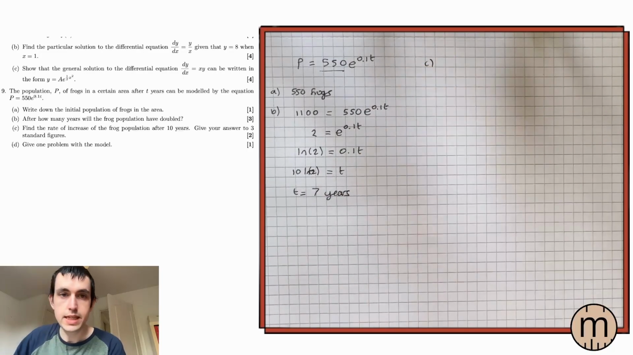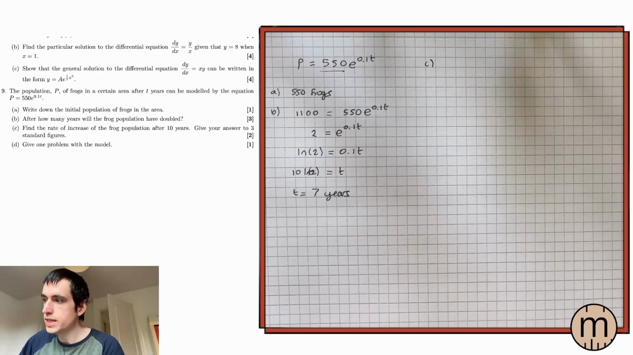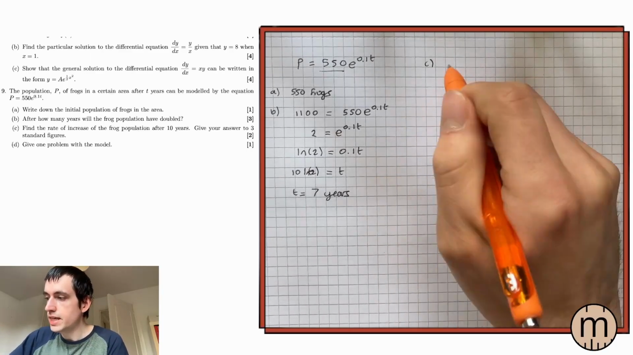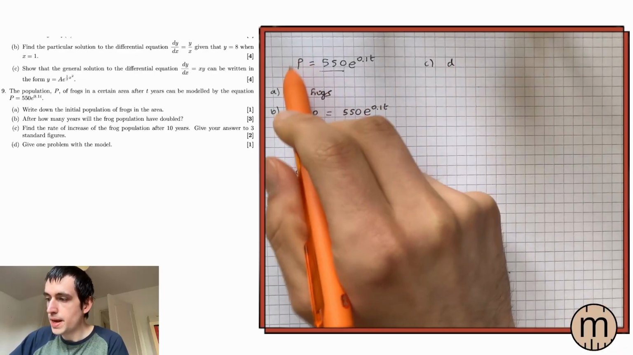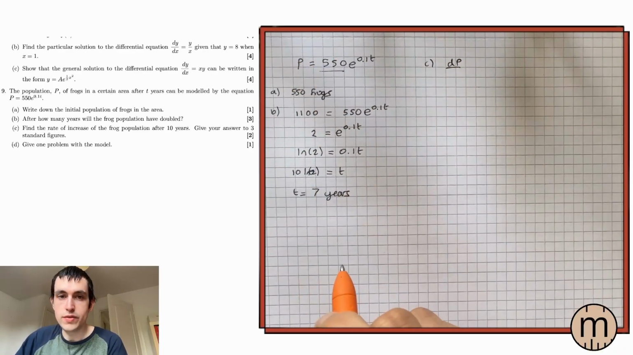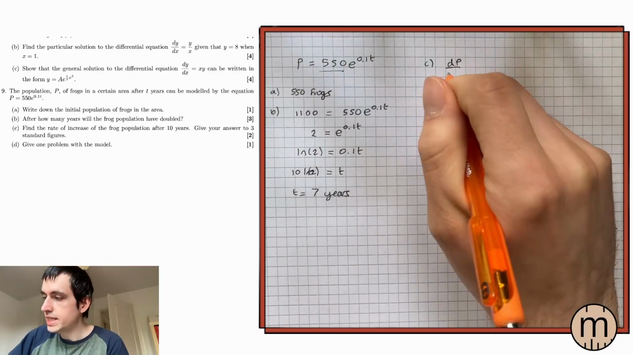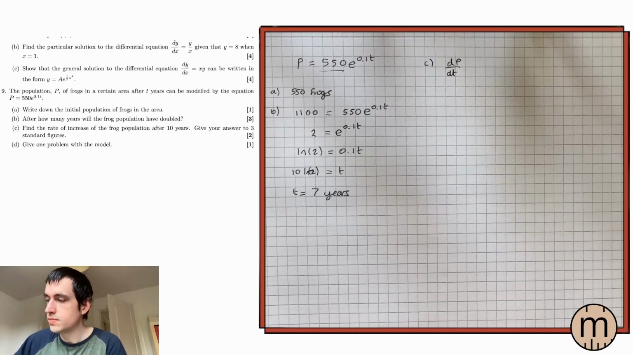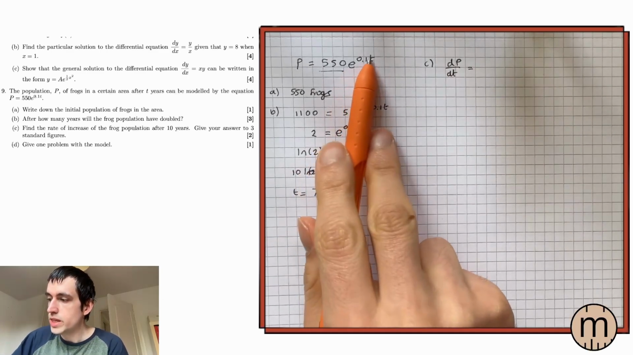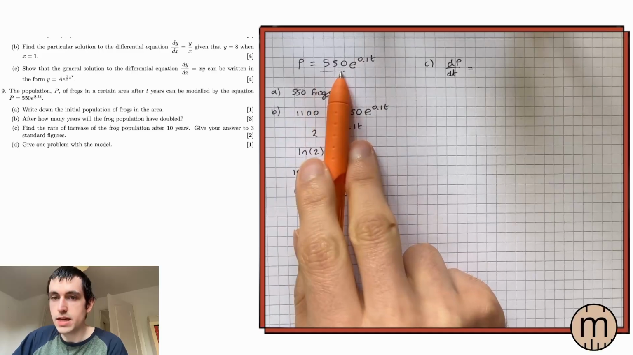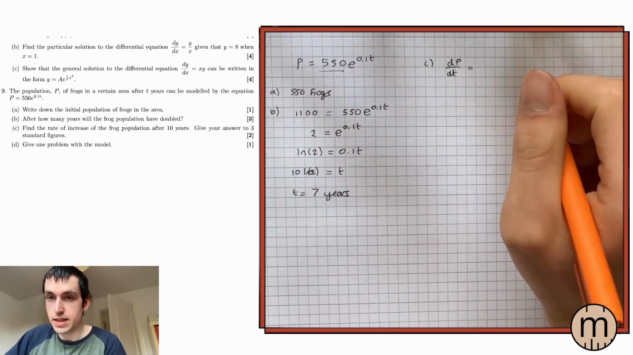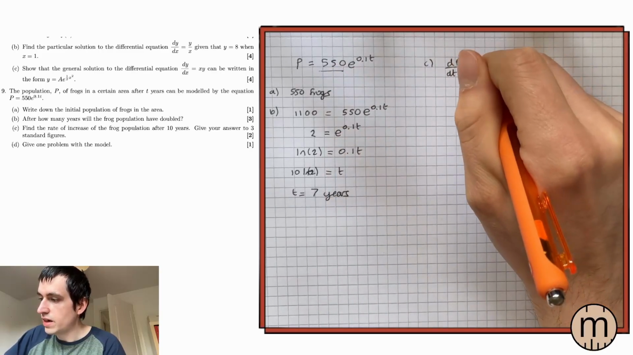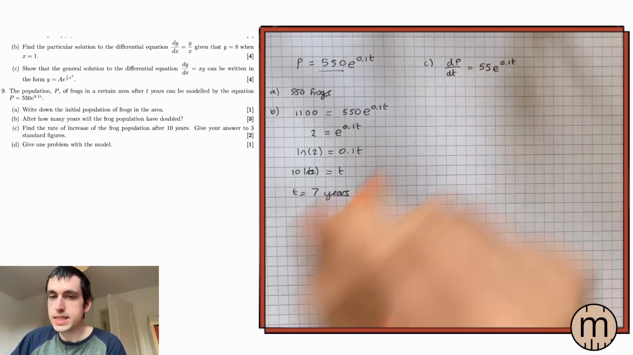As for part C, find the rate of increase. So as soon as I see rate of increase, I make the association with the derivative. In this case, it's not dy/dx, but it's dp, because it's the rate of increase of the population, and it's dt, because you're imagining the rate is increasing over time. In order to differentiate this, we need to take this power and times it here, and then this e term stays exactly the same. So that's by the chain rule. So it's basically timesing this by a tenth, so 55 e to the 0.1t.